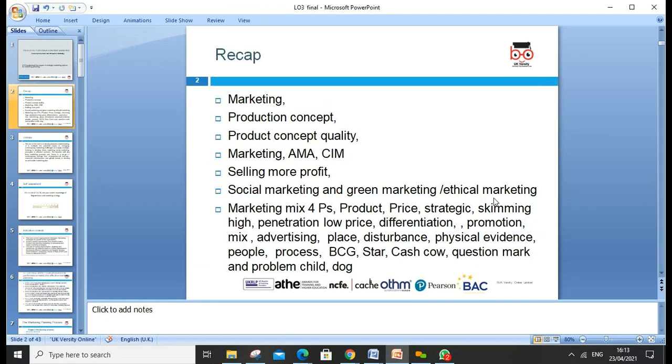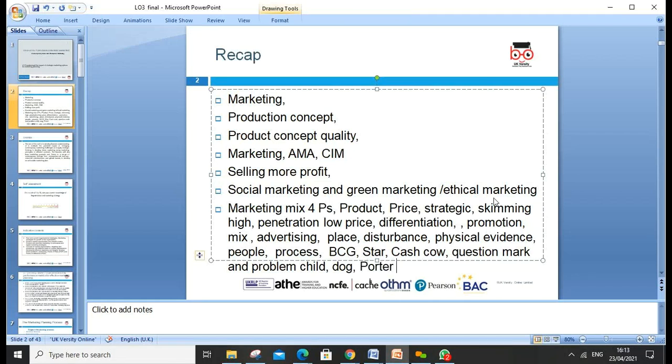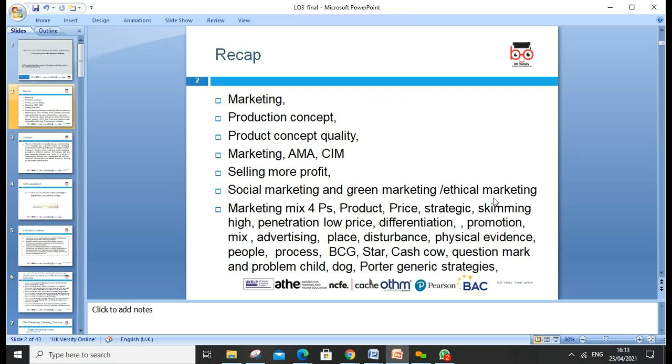We discussed strategy and the steps in strategy. Last lesson we discussed Porter's generic strategies: cost leadership, differentiation, differentiation focus, and cost focus. That's all we discussed in the last two lessons.